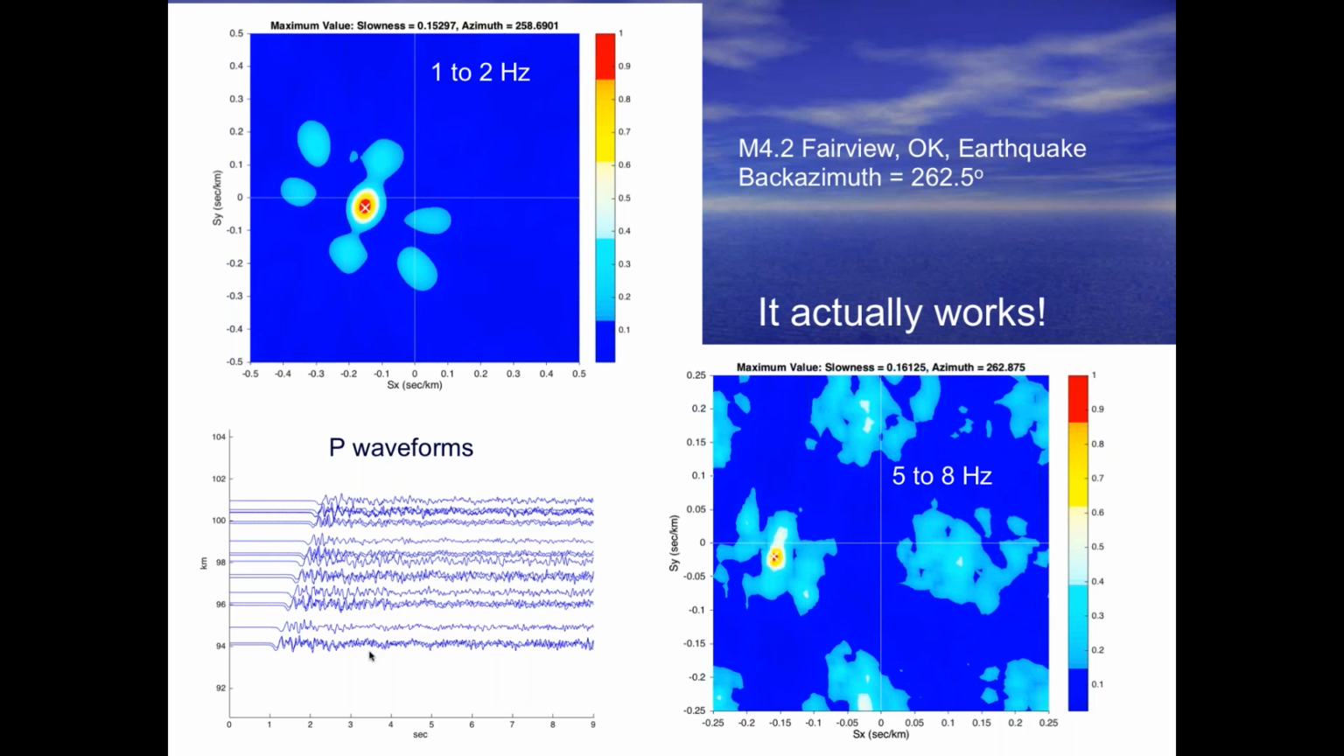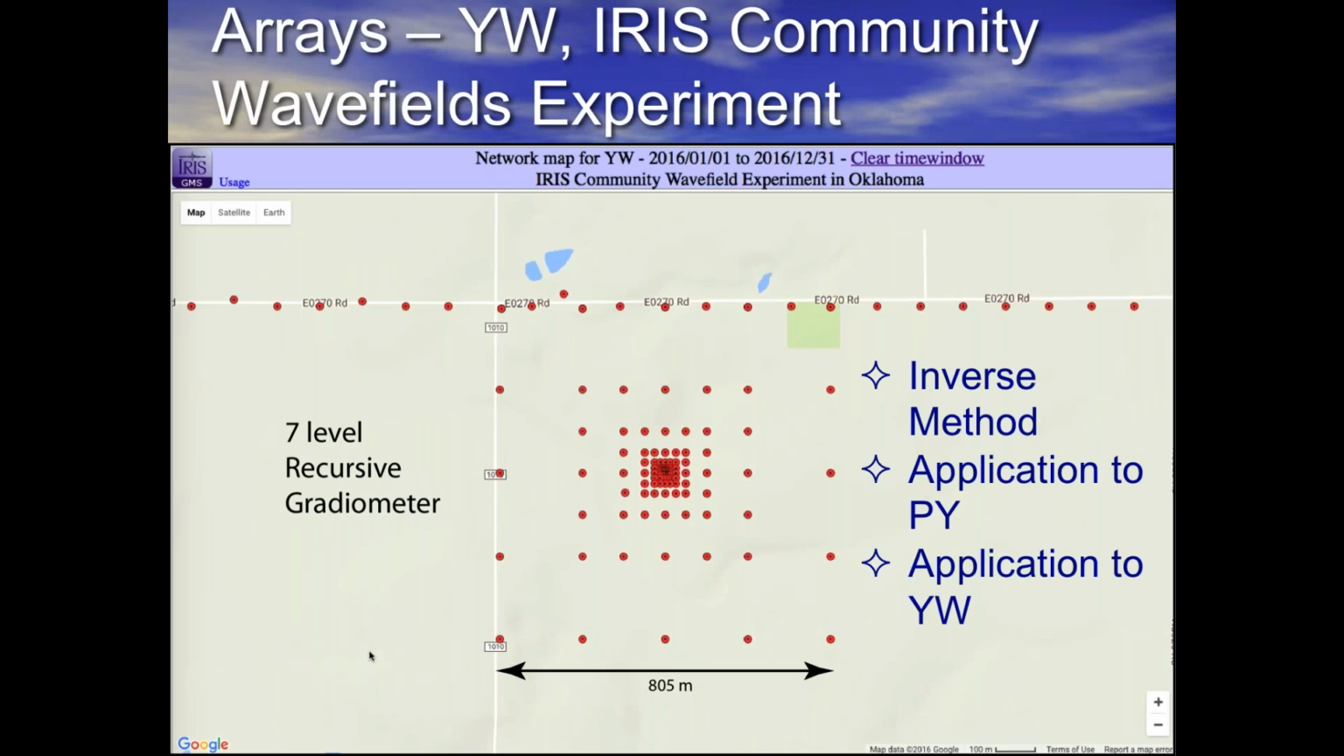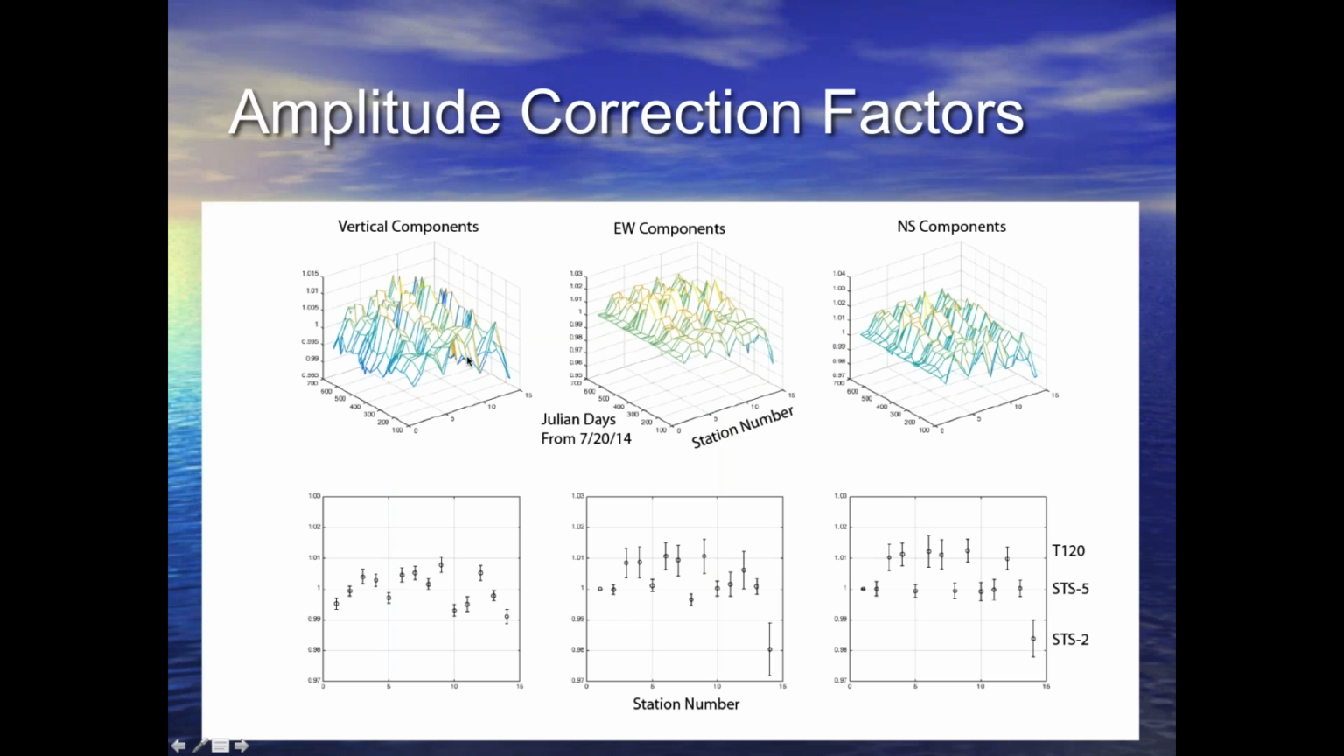Let's see, next question. So a couple of questions wondering about these changes in amplitude. What causes the variation with time in those amplitude correction factors? Is it instrument related, or is it site response, something related to the installation? Okay, I think you're speaking to these kinds of plots. Yes, there's some changes with time.